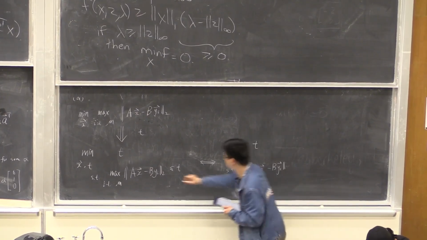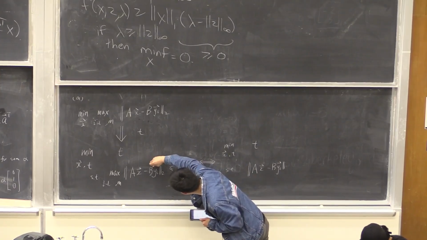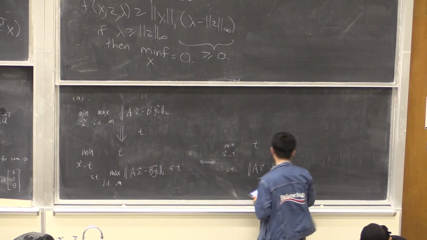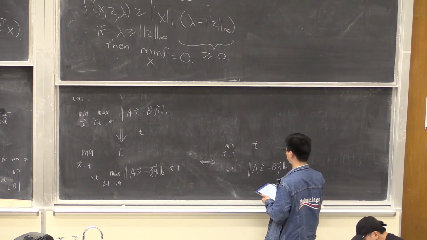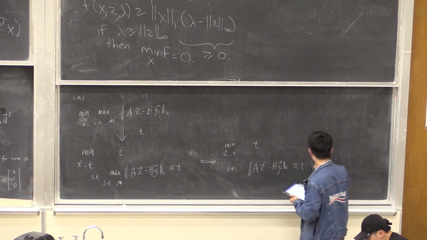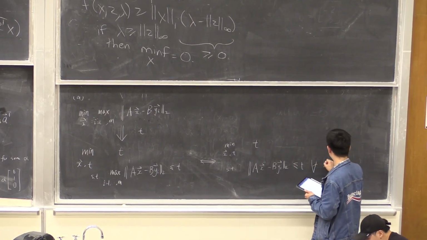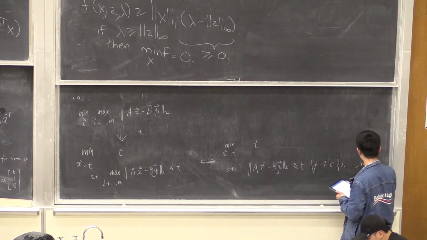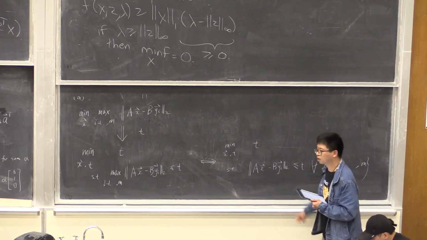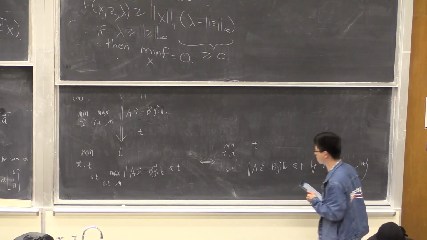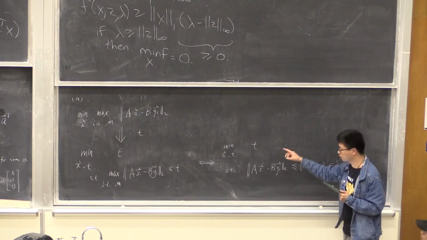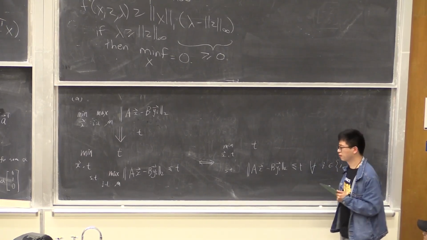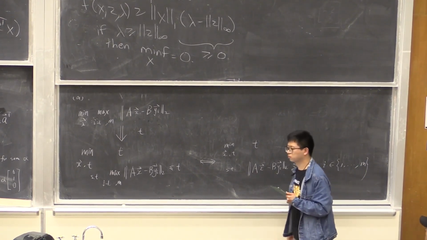Yeah, this is a vector smaller than t for i from 1 to n. So this becomes an SOCP constraint now. This becomes the standard form. So that's how we reformulate.